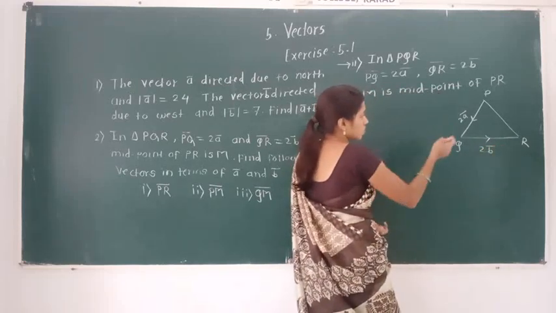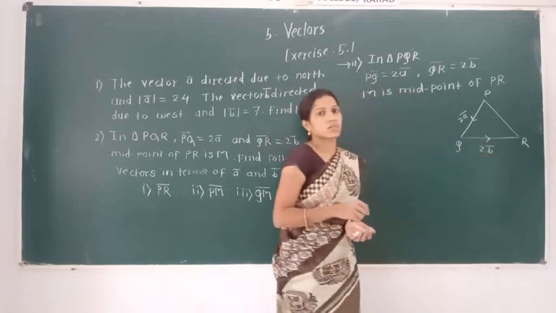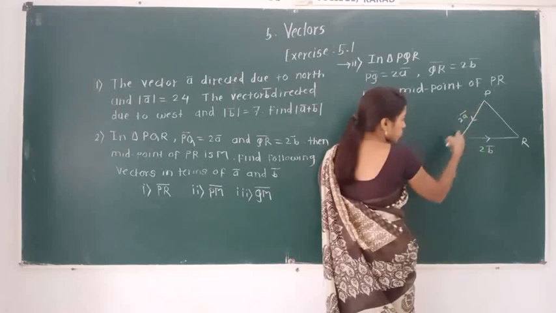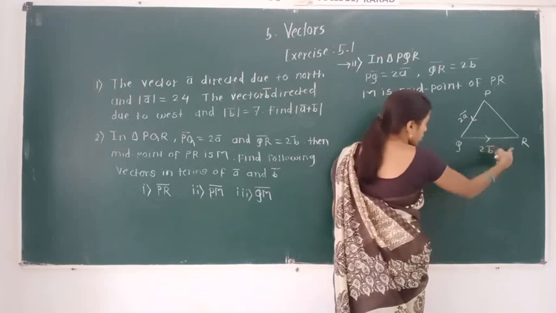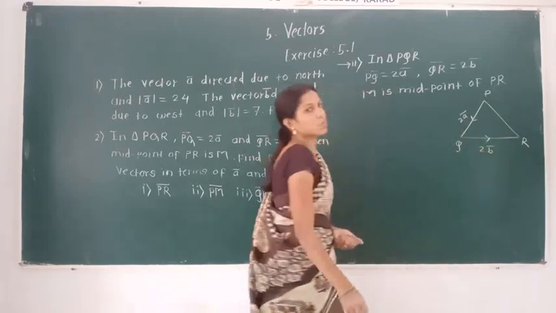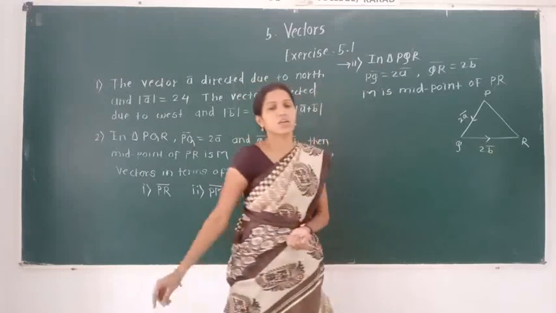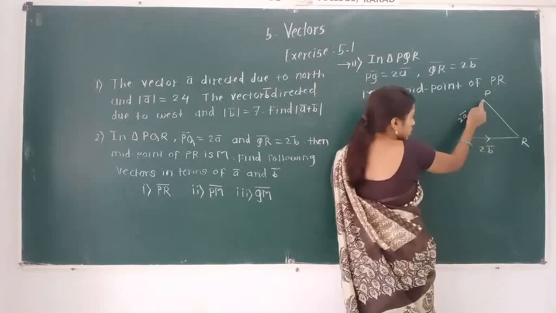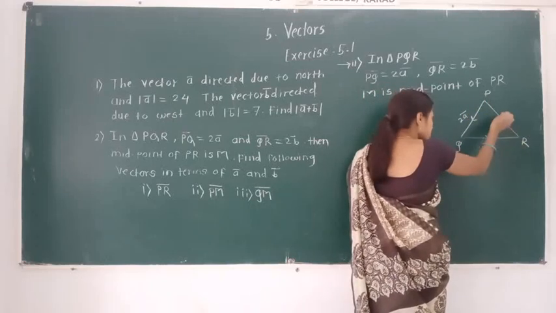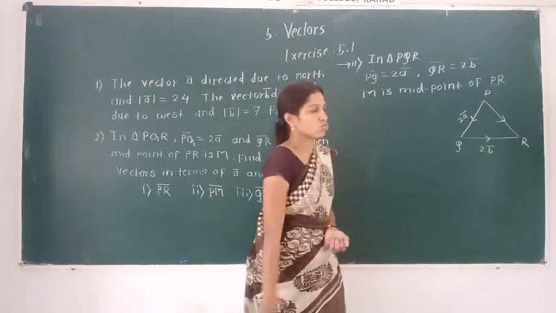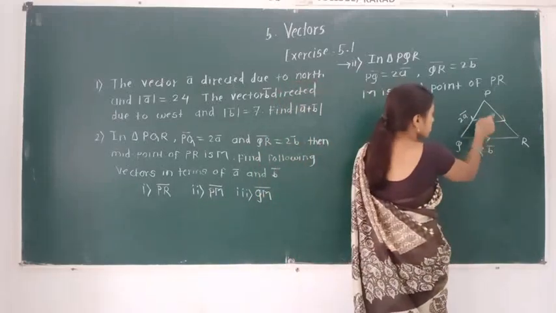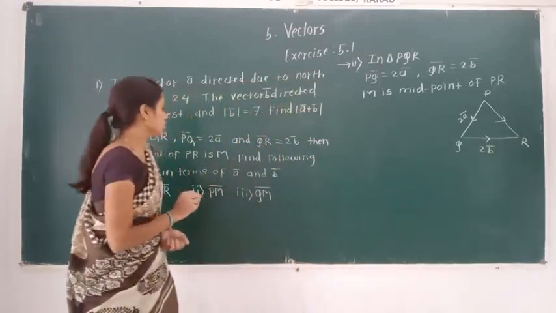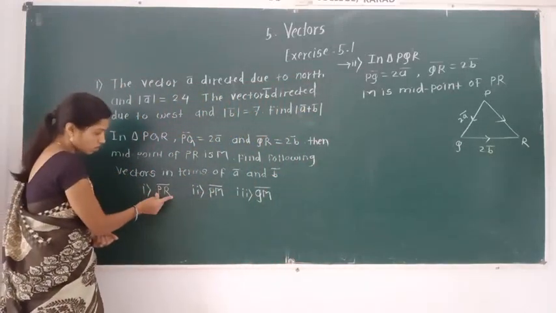Now we know that by the triangle of vector addition, the terminal point of this vector is the initial point of QR bar. The terminal point of PQ is the initial point of QR. It means the sum of these two vectors gives PR bar. This is our resultant vector, and the direction is represented this way. So first of all, we have to find PR bar.